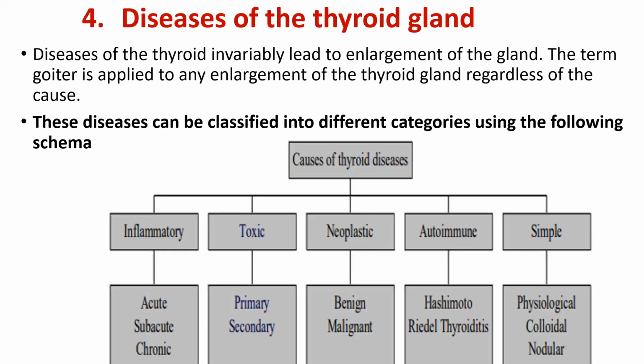So after looking at the introduction, embryology, and anatomy, let us go now to the diseases of the thyroid gland. Most diseases of the thyroid lead to enlargement of the thyroid gland. So the term we call it is goitre. This same term, goitre, is applied to enlargement of the thyroid gland regardless of the cause.